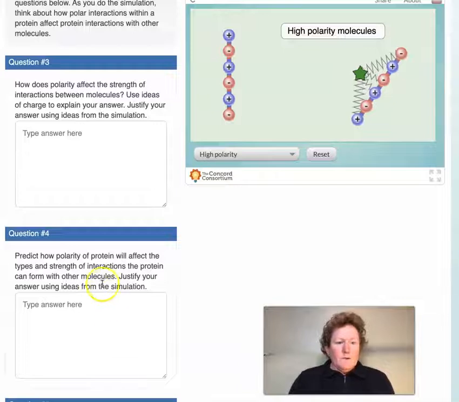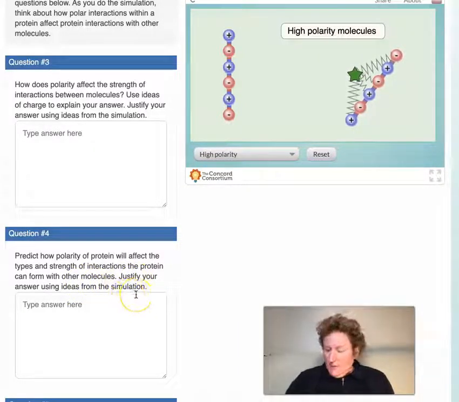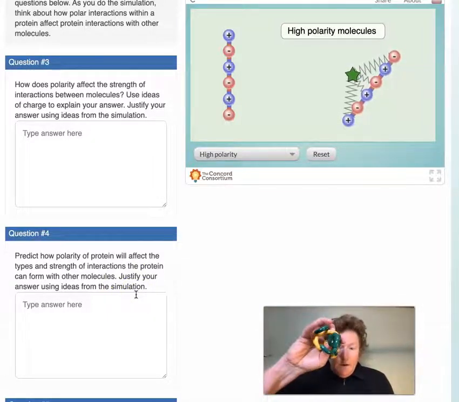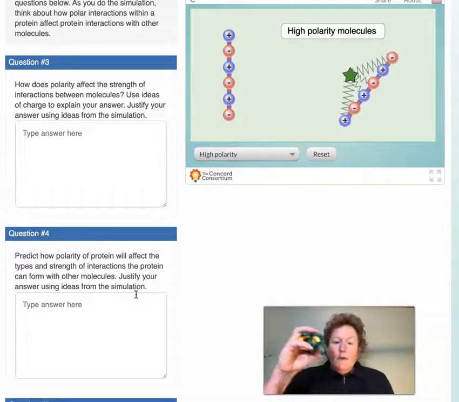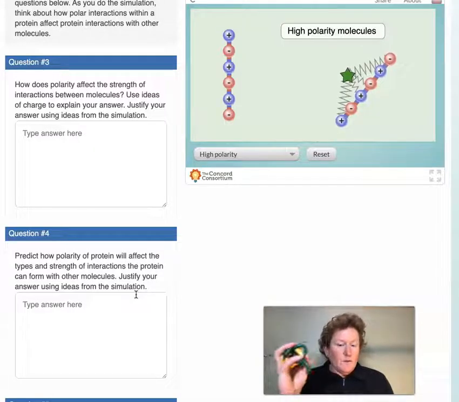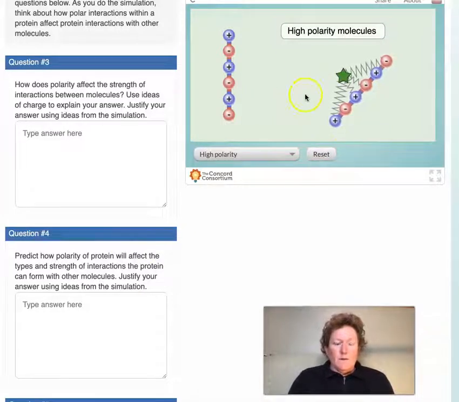Okay, question 4. Predict how polarity of proteins will affect the types and strengths of interactions the protein can form with other molecules. So justify your answer using ideas from the simulation. So if we have a very polar protein, the green here represents polarity. If we have a lot of polarity in our protein, is it going to potentially interact strongly with other polar molecules? That's what this question is asking. Is it going to act like the two molecules up here in the simulation?